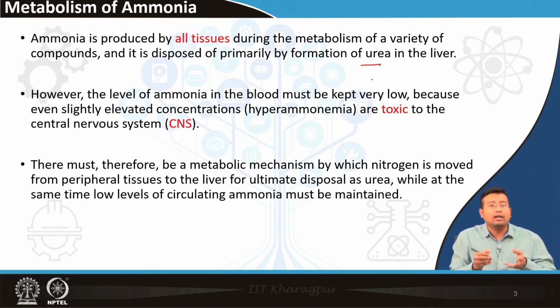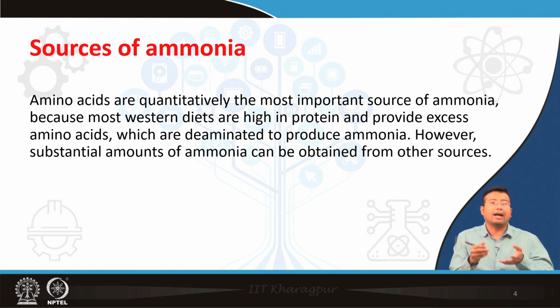Next, ammonia, once it is produced, it must be readily cleared of the body. The body is maintaining such a mechanism so that it cleans ammonia very fast, otherwise it would affect the brain because ammonia is very toxic to central nervous system. So, hyperammonemia is a lot of concern. Alright, so there are multiple mechanisms in our body by which ammonia should be rapidly cleared off from the circulation. So, let us look at the sources of ammonia to start with.